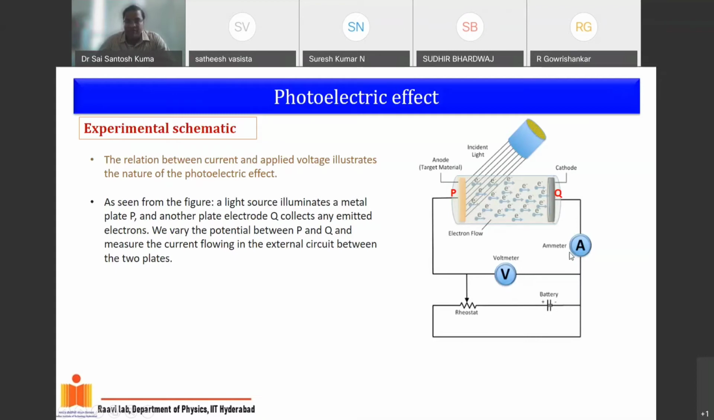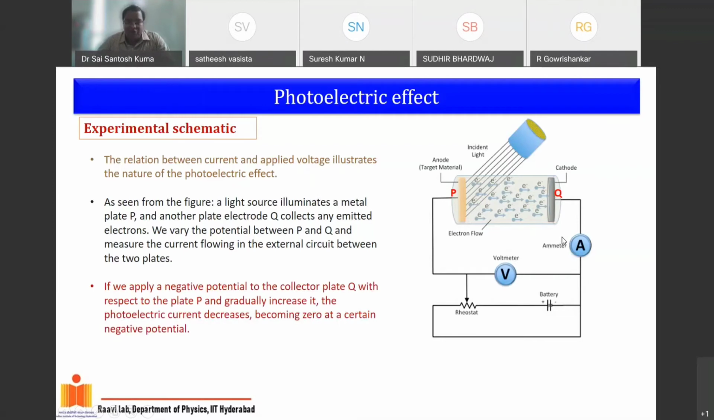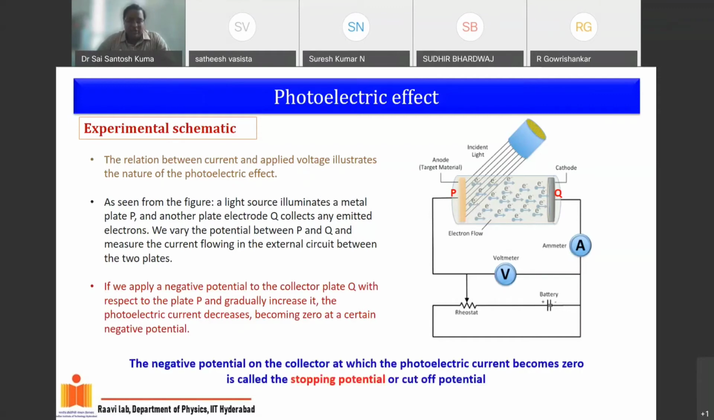So depending on the bias, the current changes, and if we apply a negative potential to the collector plate Q with respect to P and gradually increase it, the photoelectric current decreases. It becomes zero at a certain negative potential. Okay. What do we call this? This negative potential on the collector at which the photoelectric current becomes zero is called the stopping potential or the cutoff potential. So this is again what we also understand from our knowledge of the photoelectric effect.